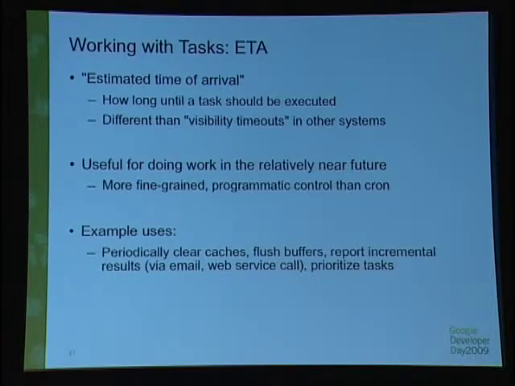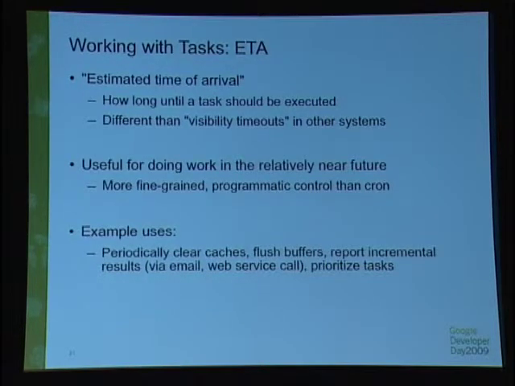So we talked about idempotence as a feature of the task queue. Another thing that we have in the task queue API is the concept of an ETA, estimated time of arrival. So what is this? It's basically saying when the task should run. You're scheduling the task for some time in the future. It's very much like the @ command in Unix.